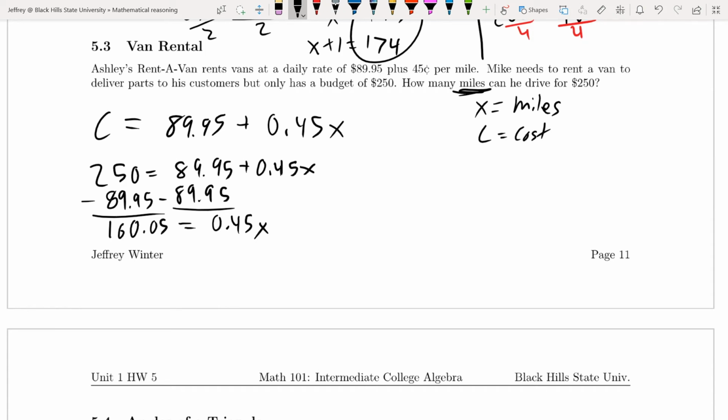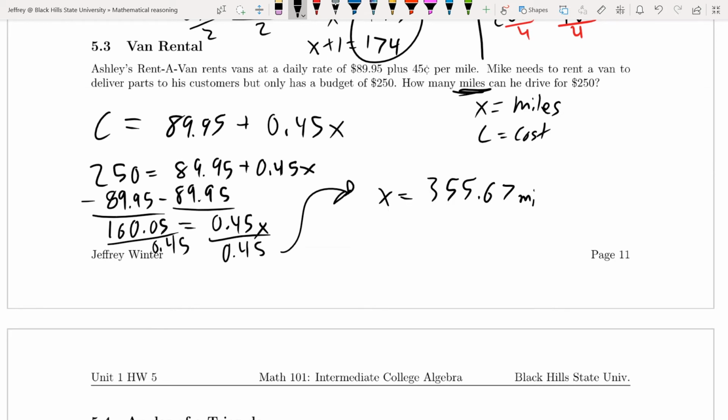And from here, 0.45 is in front of x, meaning that it is multiplying. So to do the opposite of multiplying, we need to divide by 0.45 on both sides. Using a calculator, I get that x is equal to 355.67 miles. Now, of course, I did round this to 2 decimal places. The 6 is actually repeating in this example. So Mike can actually drive this for about 355 miles before running out of money in his budget.